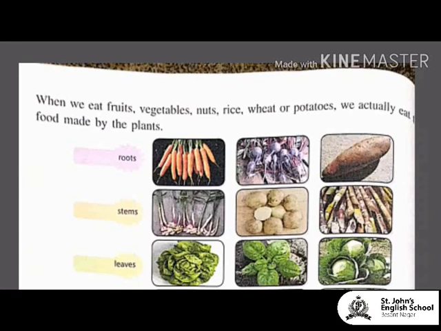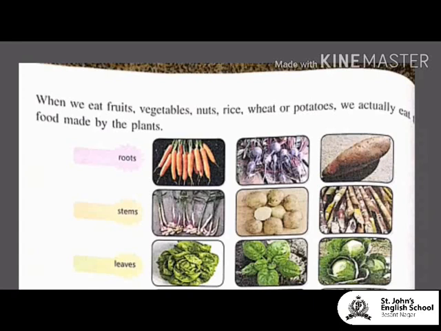Do you know that we eat carrot, beetroot, radish and we call them root vegetables? And why are we not eating the leaves of carrot or the stem of beetroot? Because there all the food is not stored, only in the roots the food is stored. That's why we are eating the roots of those plants like carrot and beetroot. That's why they are called root vegetables.